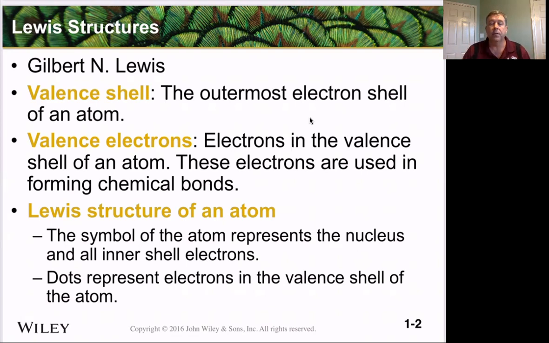What this did for us in helping describe the atom is that the Lewis structure of the atom gives us a way of looking at what the atom will have. Usually we do it by the symbol from the periodic table. For example, carbon would be a C, and then we add dots to represent the valence electrons, the ones on the outside shell that we're going to deal with when we start making bonds to carbon.